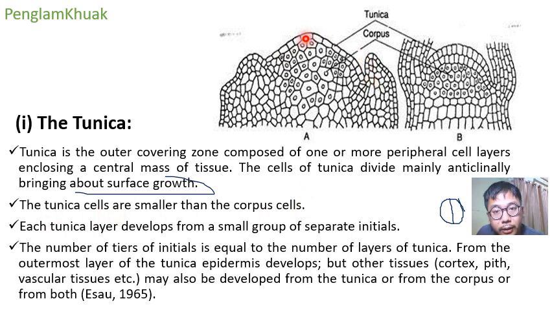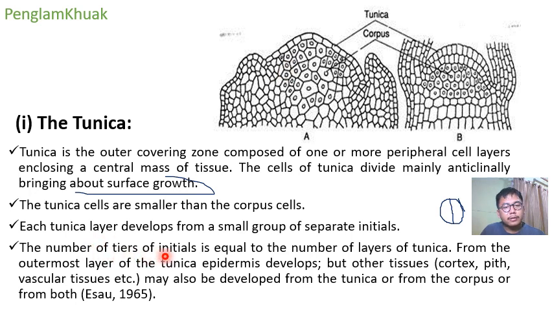The tunica cells are smaller than the corpus cells. If you see here, these tunica cells are much smaller than the corpus cells, and each tunica layer develops from a small group of separate initials. Initial means the start, or the starter. They can develop independently. They have their separate initials. The place where they develop will be different compared to these cells. Here also they will have separate initials, in the place where they start developing.